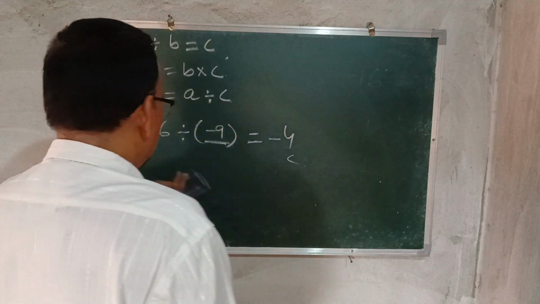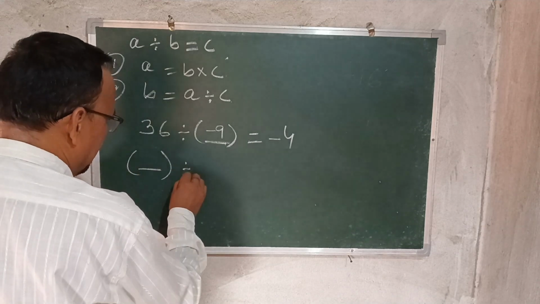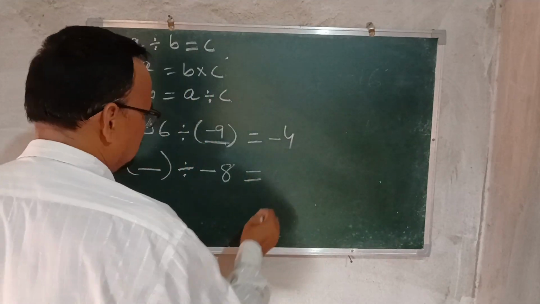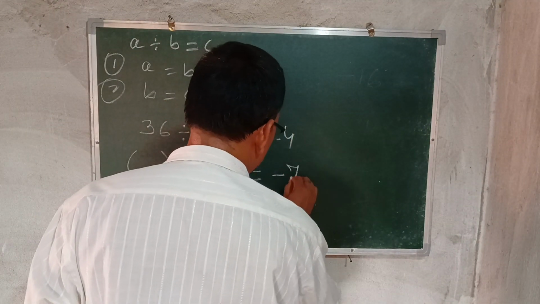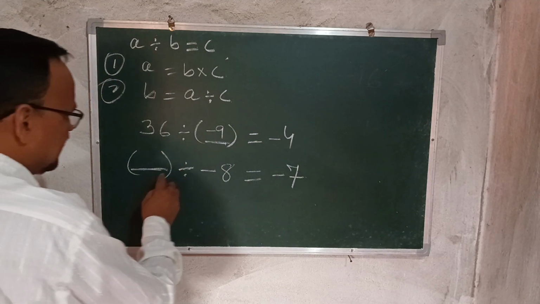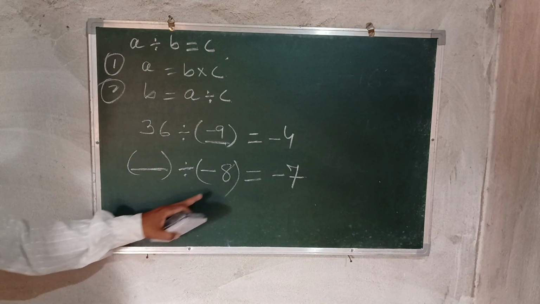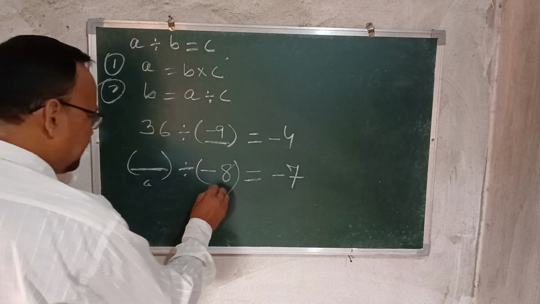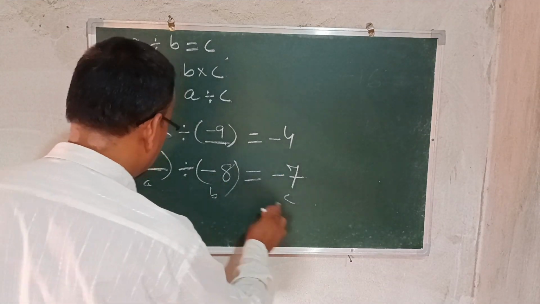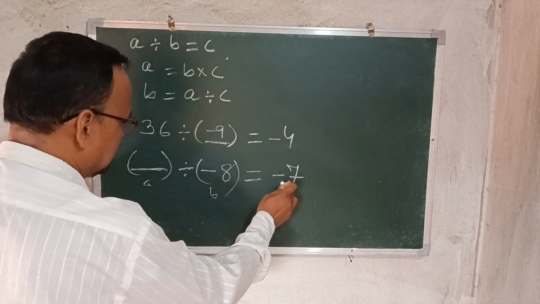Another example: suppose dash divided by minus 8 is equal to minus 7. This is the blank place. How to solve this? This is a, this is b, and this is c. We have to find a, which is equal to b into c.